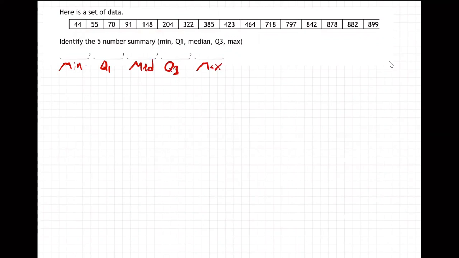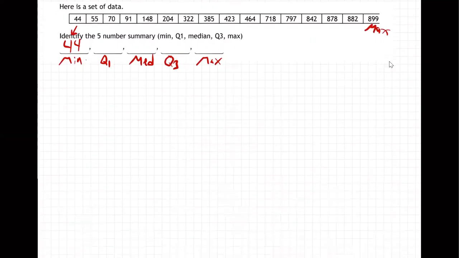and Q3. Okay, so the minimum, that's pretty easy. That's the 44, right? That's the lowest number in the list. That's the min. And the max, here's the max. That's going to be 899, the biggest number in the list. Okay, so 899. So now the trickier ones are the other ones, the Q1, median, Q3.